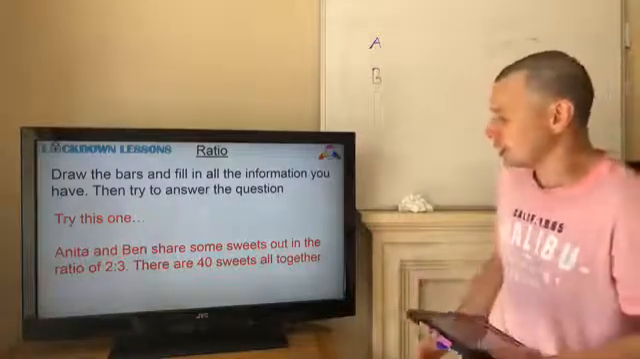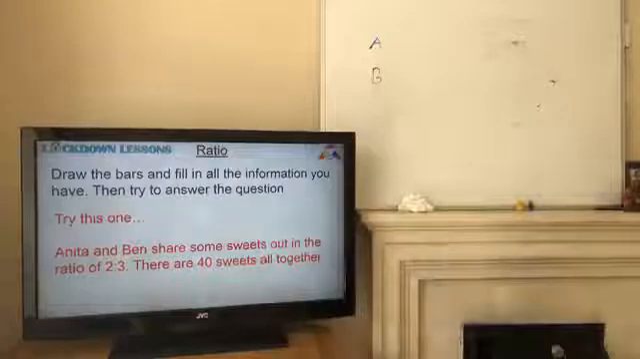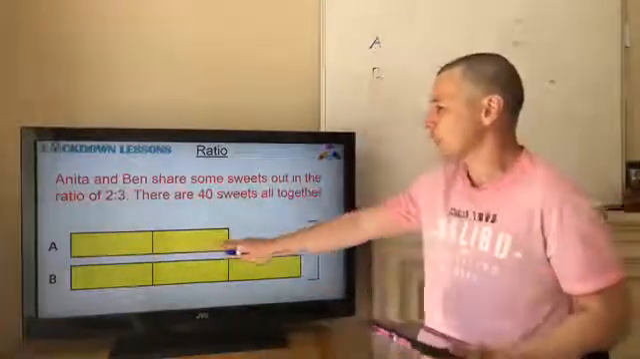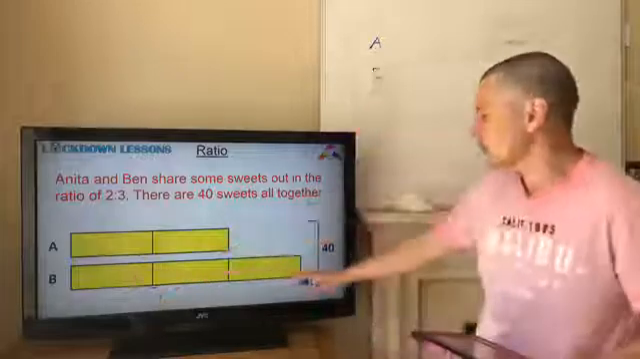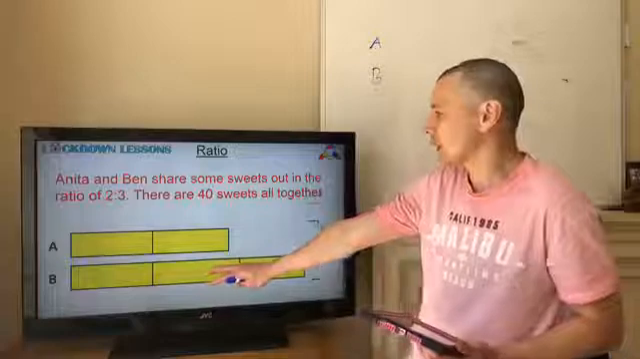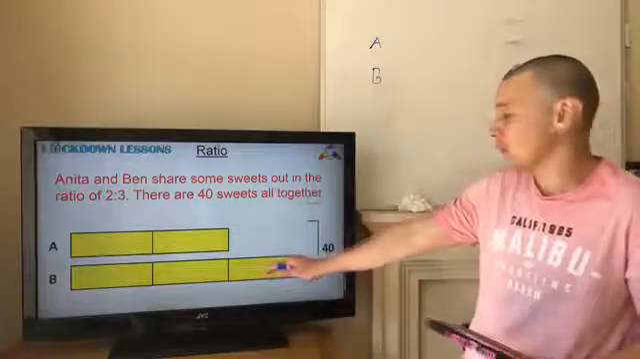Okay, right, let's have a look at your diagrams. You've got them. So hopefully you've got something like this. 2 bars for Anita, 3 bars for Ben, and a 40 at the end for all of them. Okay? So that is hopefully what you've got for your diagram.